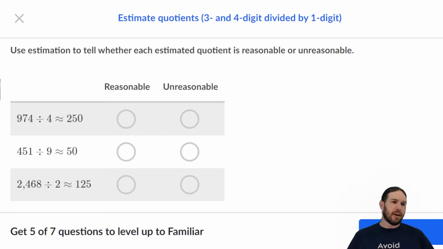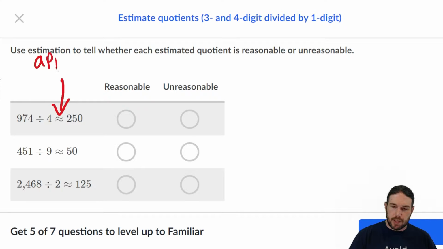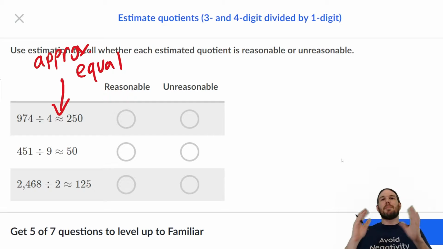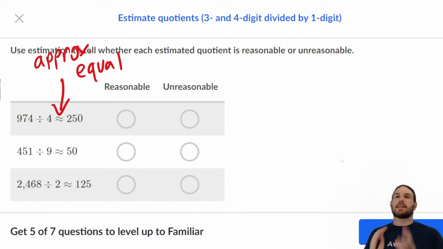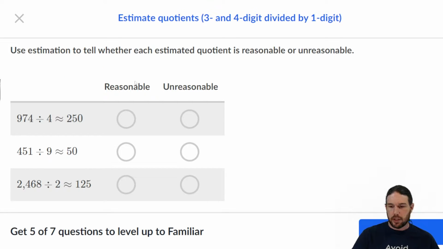974 divided by 4, this little squiggly equals here, in case you haven't seen it before, means approximately equal. In other words, it's about equal. It's not perfectly equal, but it's somewhere in the general right ballpark. We use estimation a lot, especially in real life math, when we're estimating tips or dividing things up evenly as best we can, and that's what we're doing here.